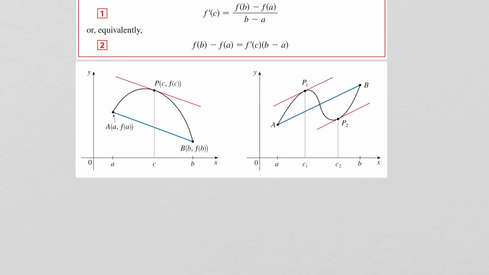So the mean value theorem says that there will always be a number c somewhere in between a and b, such that the slope of the tangent line at c is equal to the slope of the secant line through these 2 points. In other words, there is always going to be a point where the slope of the tangent line and the slope of the secant line are equal, which means the lines are parallel.